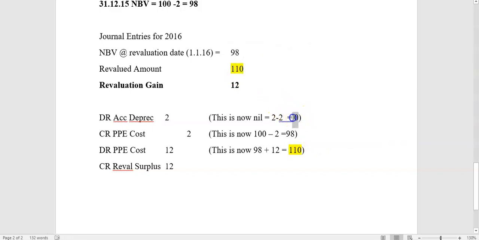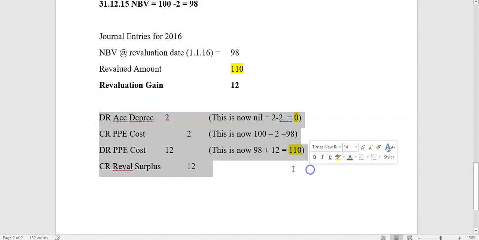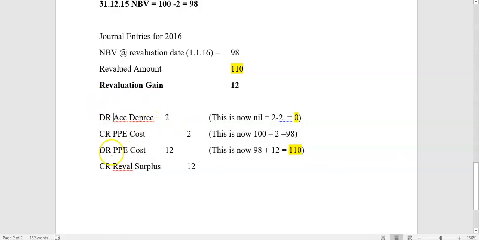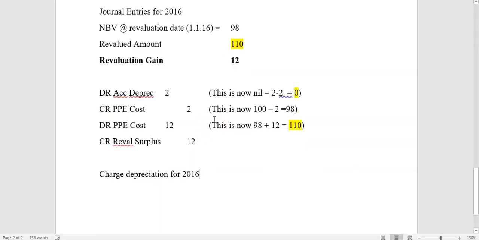And you always want the accumulated depreciation to be nil. You clear it out and start from scratch. So they are your journal entries for 2016. Clear out accumulated depreciation, adjust the cost account, and because it's a revaluation gain, it goes through OCI, and we call that your revaluation surplus. So it's a separate line item in the equity section of the statement of financial position. And the other thing where a lot of students forget is you need to charge depreciation now for 2016. If this revaluation happened at the end of the year, you charge depreciation before the revaluation.